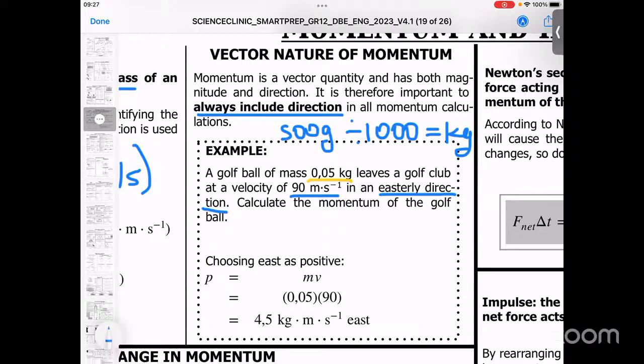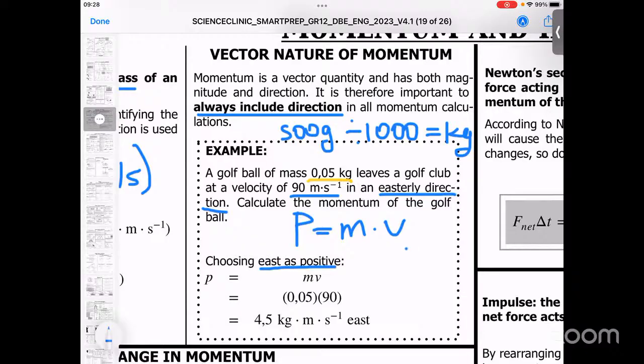On whether you were wearing a pullover or a blazer when you were going to school, at the end of the day, it is in an easterly direction. Okay, calculate the momentum of the golf ball. The momentum is P, which equals the mass multiplying its velocity. So you can see there, we need to make a decision to say we choose east as positive.